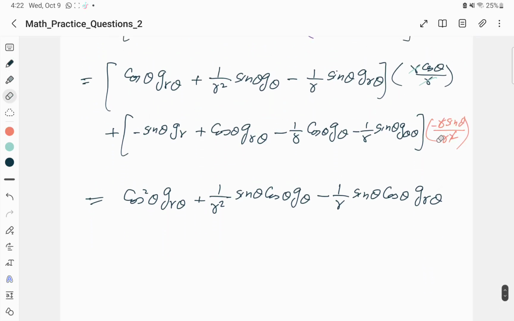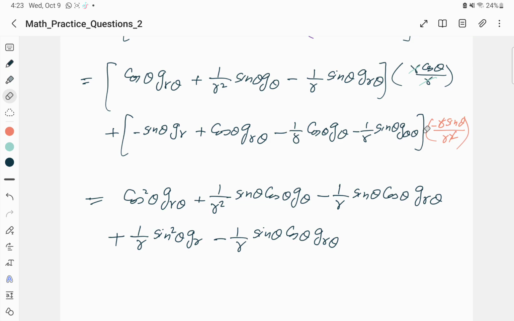Now we simplify over here. This is negative sine theta over r, so when it's multiplied with this one, this will become negative positive. So 1 over r will be there, sine square of theta, and this is g_r. Then we have plus cos theta g_r theta multiplied with the same expression. So again it will be negative 1 over r, and here we have cos theta, from here we have sin theta, so it will be sin theta cos theta, and it will be g_r theta.